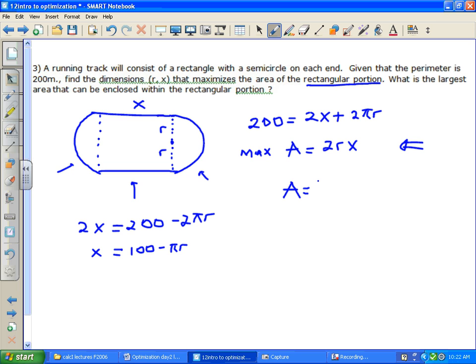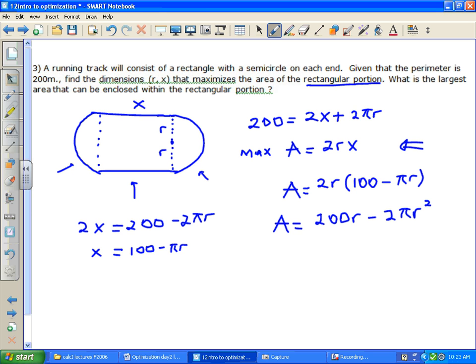Okay, so 2rx. R is still there. Instead of x, I'm going to substitute 100 minus pi r. Then what should I do? Distribute. Now, many times you come this far, you say, okay, I've done a lot of work, let me go ahead and set this equal to 0. But we need to go one more step before we set it equal to 0, right? What is that other step?